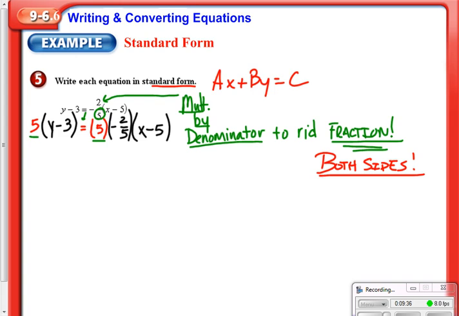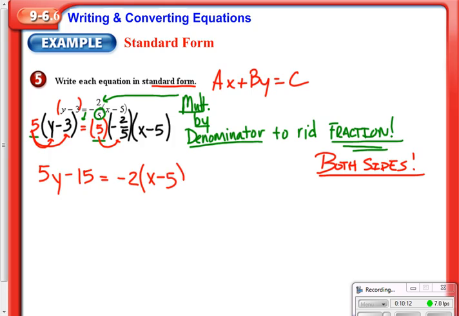Now look what happens on the left side. I have to multiply everything on the left side. When I multiplied, I grouped my y minus 3. So what happens here is I have to distribute. We have 5 times y is 5y. We have 5 times -3 is -15. Equals, I have 5 times negative 2/5. Well, when you do that, you get negative 2, and then you still have in parentheses x minus 5.